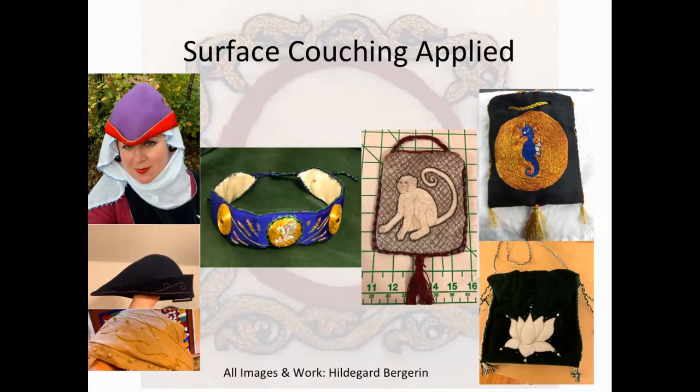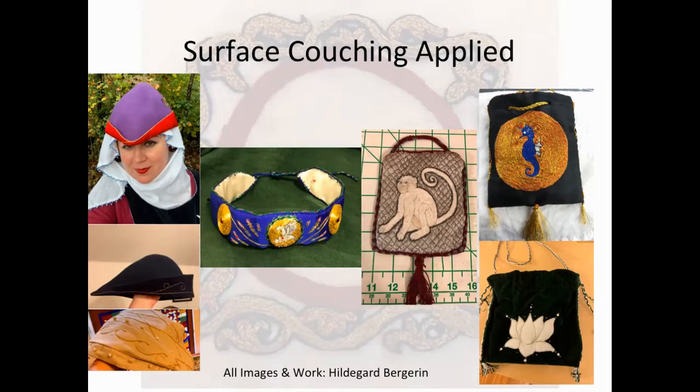And now if you look at that little bag that has the silver in the background and the monkey on it, all of that silver is surface couching. I couched that down with a burgundy thread to match the background and the things around it, but that's all surface couching, as is the gold medallion behind the spike on the right. And then on the lower right, the couching is the silver around the edges of that lotus. So these are couching applied in the SCA.